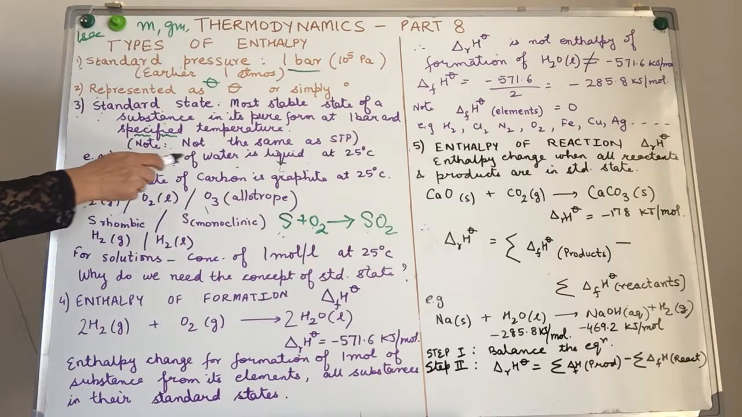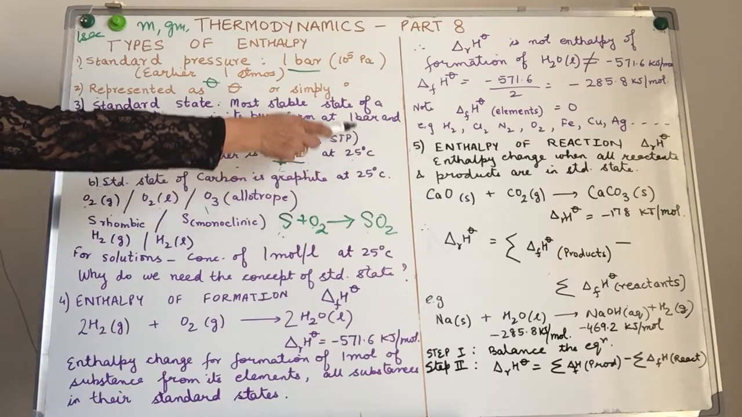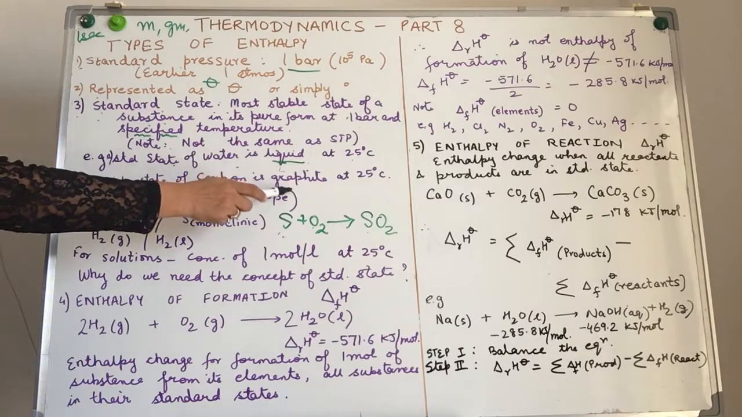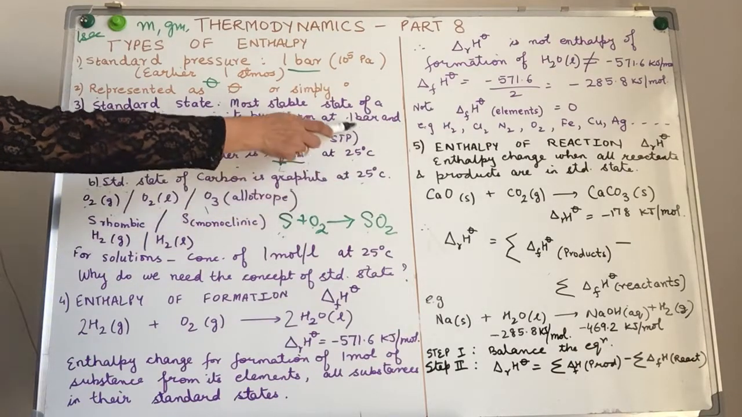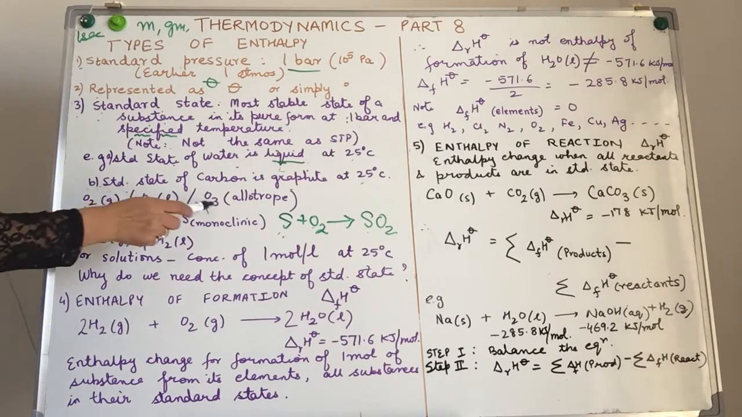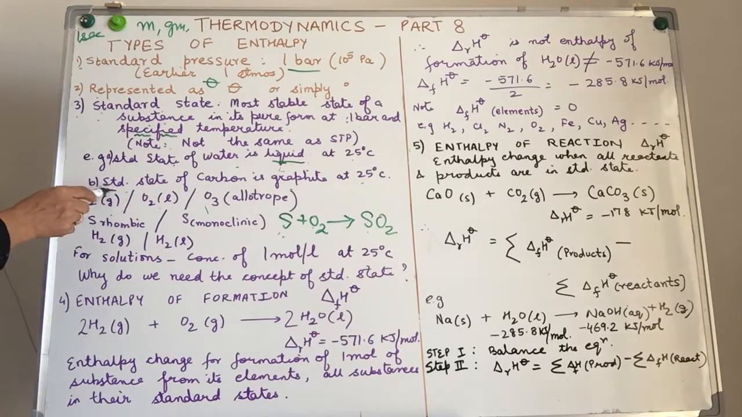So if I have standard state of water, that is liquid, at 25 degrees Celsius and 1 bar pressure. Standard state of carbon is graphite, 25 degrees Celsius, 1 bar pressure. Standard state of oxygen, which is existing in 3 forms, gas, liquid, the allotropic form. So we have oxygen as a gas is the standard state for carbon. Sulfur rhombic, sulfur monoclinic. Hydrogen gas, hydrogen liquid.